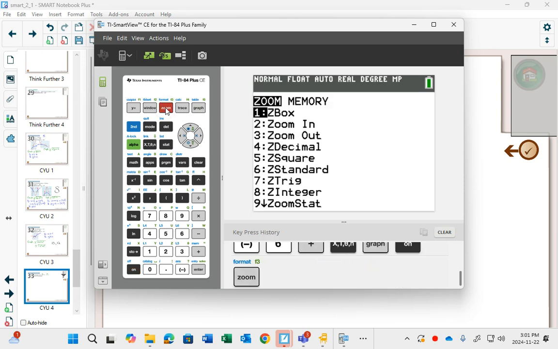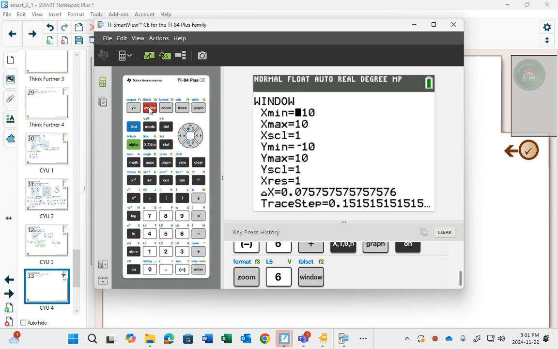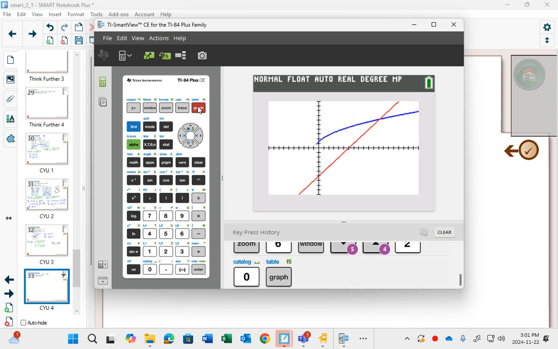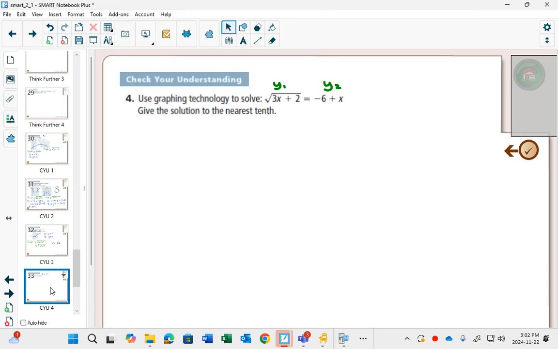So now I can go zoom and 6, maybe the standard, oh, it's not quite enough. So I go to my window and I'm going to change my X max to 20. See if that's enough to show where they intersect. It is. So I can go second, calculate, number 5, intersect, enter, enter, enter, and I get one answer at 12.217. To 3 decimal places, to the nearest tenth would be 12.2.